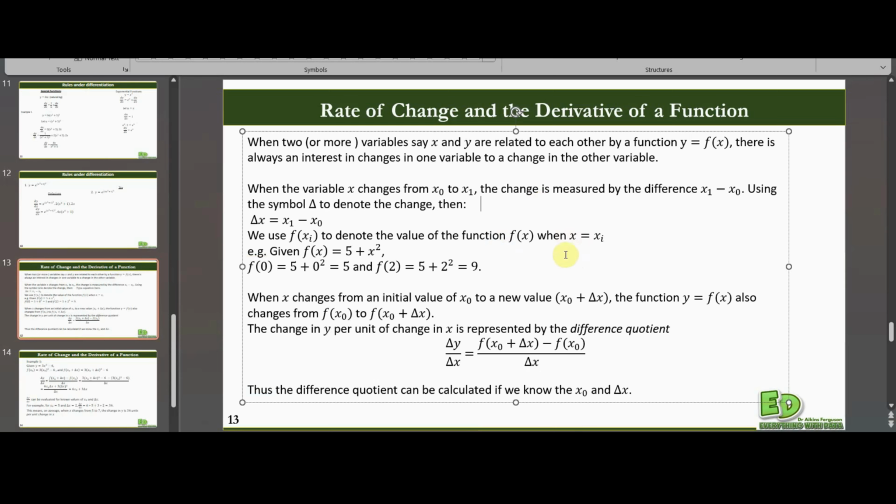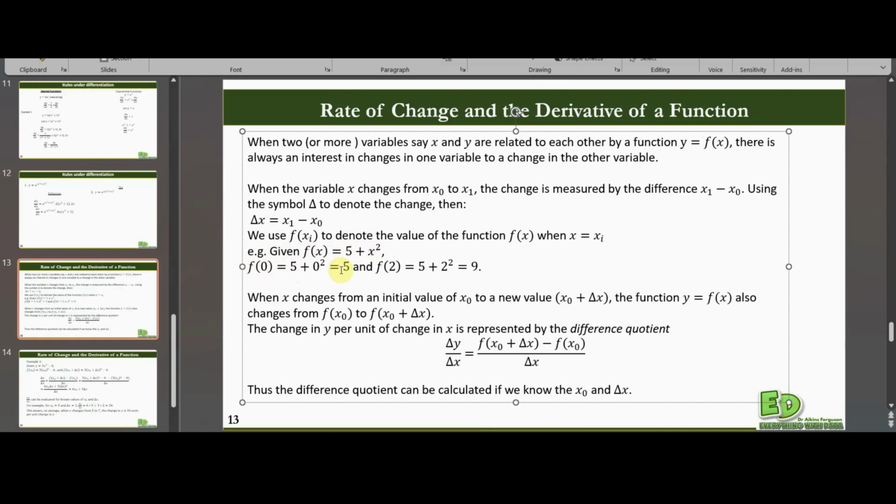So here you could see that we use f of xi to denote the value of the function f of x when x is equal to what? xi. So an example here, given f of x is equal to 5 plus x squared, here our x is equal to 0, then we'll just put the 0 here in place of x. So that will give us 5 plus 0 squared, and 0 squared is 0. 5 plus 0 will give us 5.